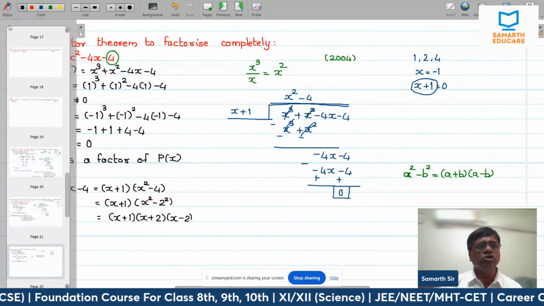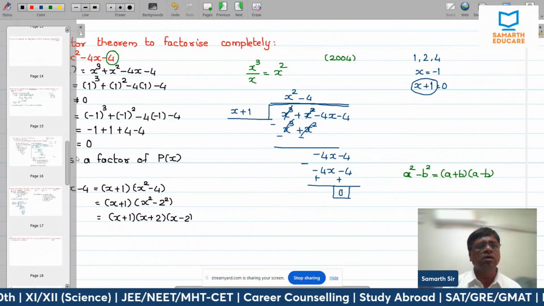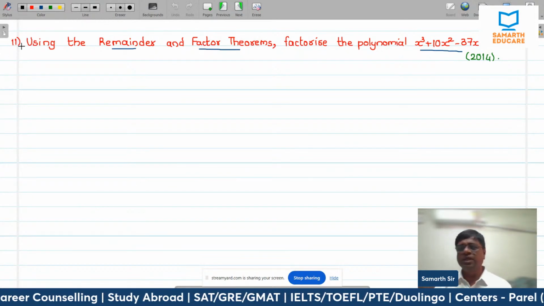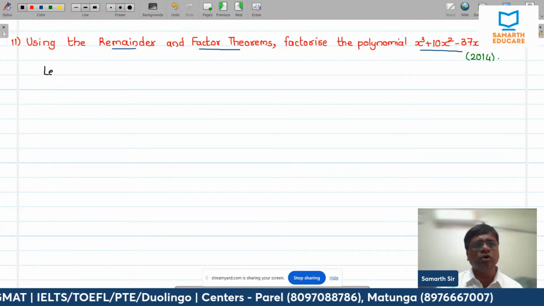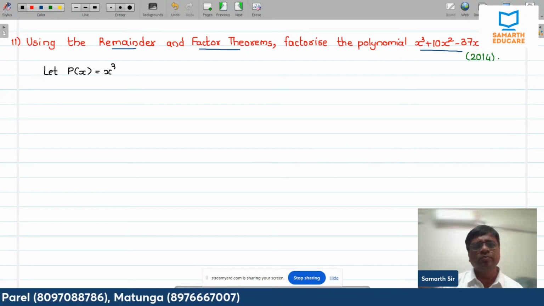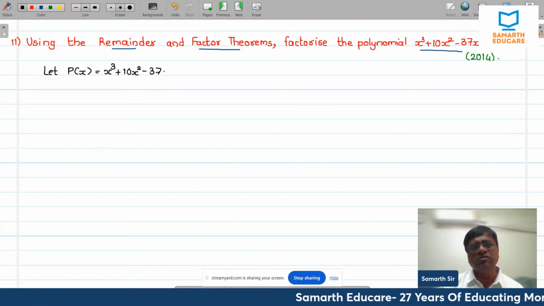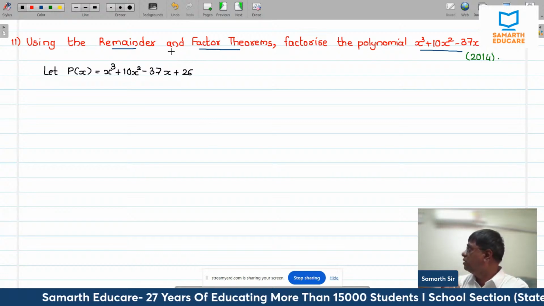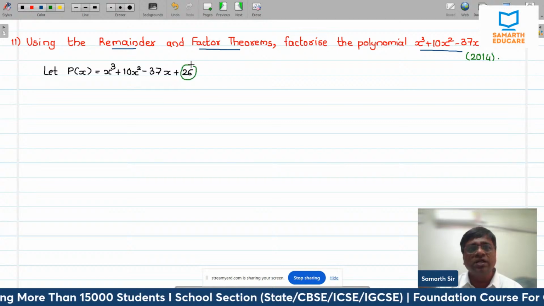Let me take you to question number 11 now, right? It is a 2014 question, right? Let me write the polynomial. The polynomial is x cube plus 10x square minus 37x plus 26. Okay, now look at the constant term 26.